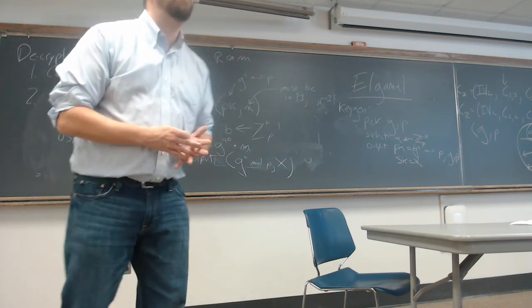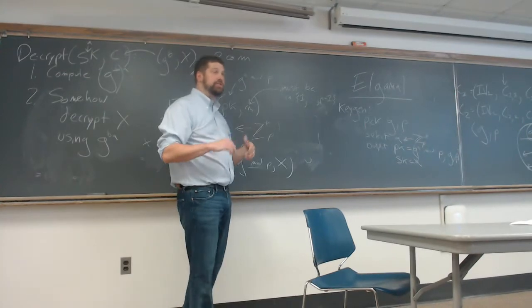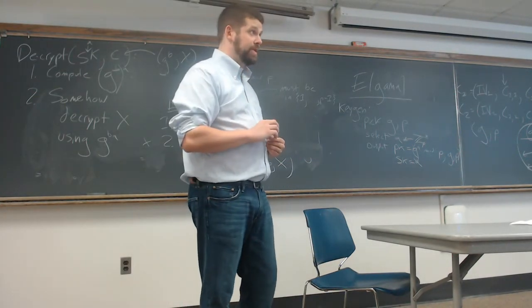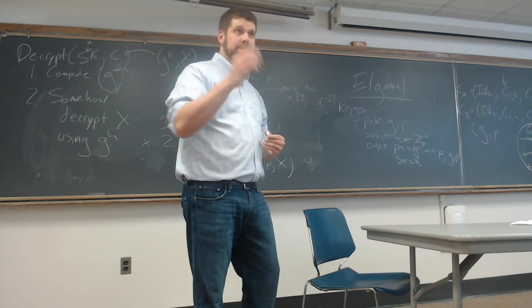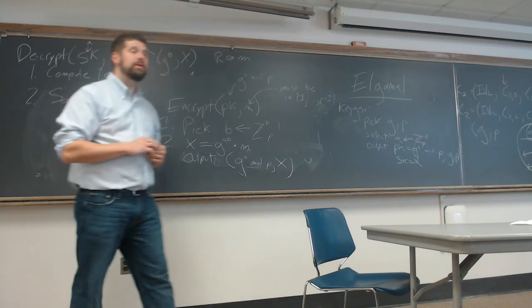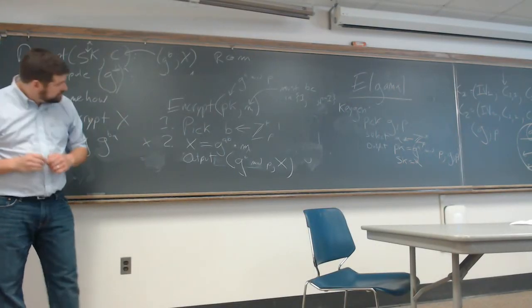One-time pad. And why, if this was perfectly random and the same length as the message, would we argue that the one-time pad was secure? What was the argument for security of the one-time pad? Yes? Entropy? But more just intuitively.